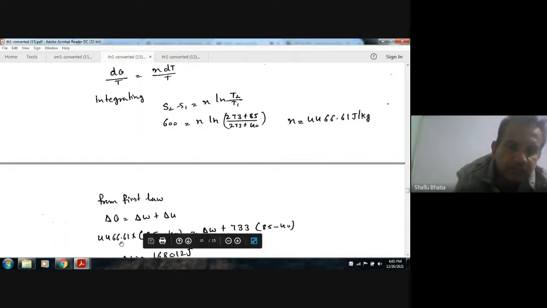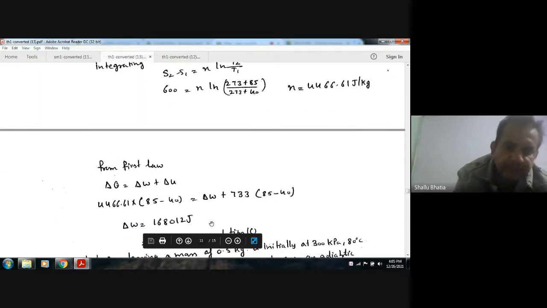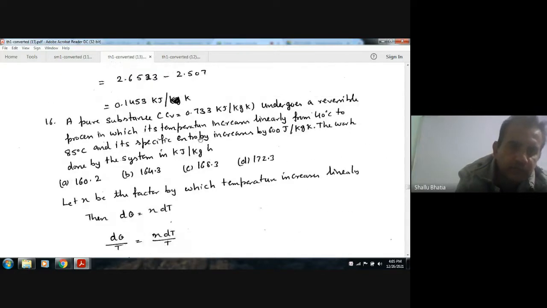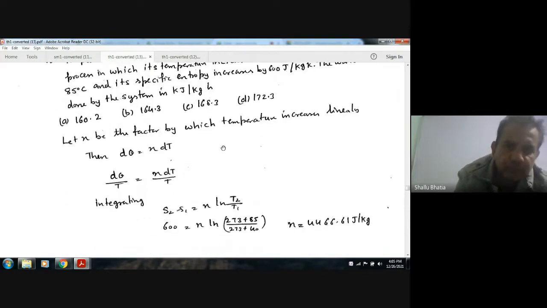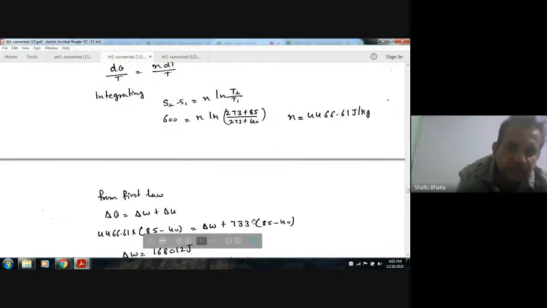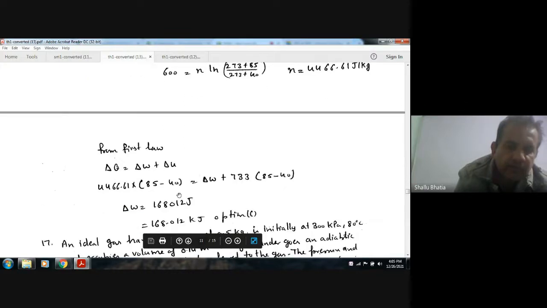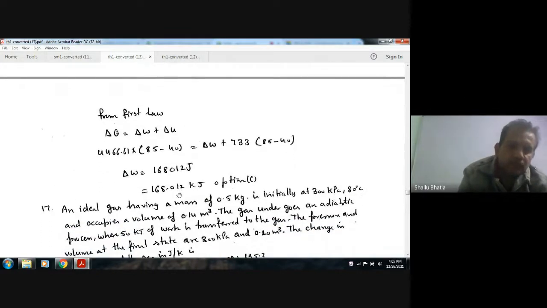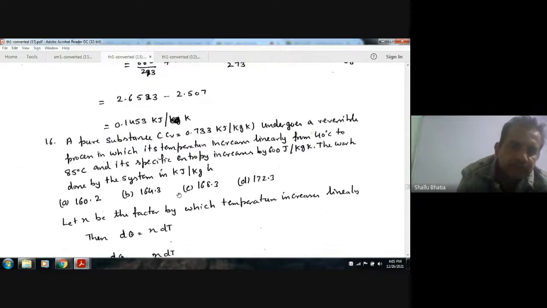So this is x times the change in temperature, which is the heat supplied, and delta U is Cv dT. Cv is 0.733, times 85 minus 40. From this we can get the work done. Work done is 168.012 kilojoule. Option C is the right answer.